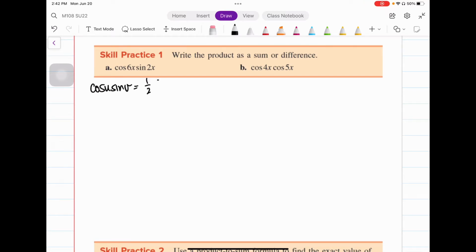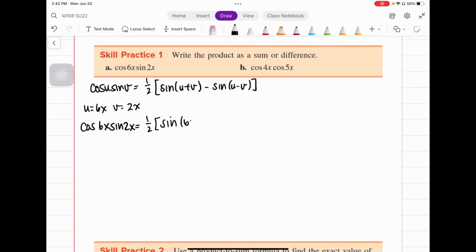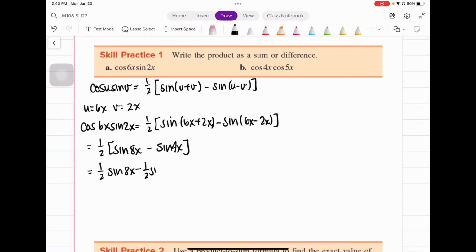That's equal to 1/2 times the sine of u plus v minus the sine of u minus v. In this case, u is 6x and v is 2x. So the cosine of 6x times the sine of 2x is equal to 1/2 the sine of 6x plus 2x minus the sine of 6x minus 2x. That's equal to 1/2 the sine of 8x minus the sine of 4x, or 1/2 sine 8x minus 1/2 sine 4x.